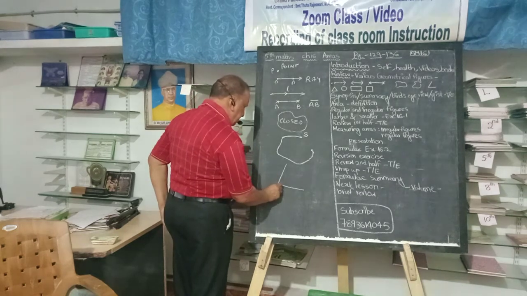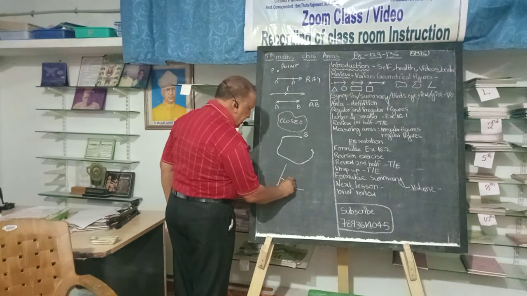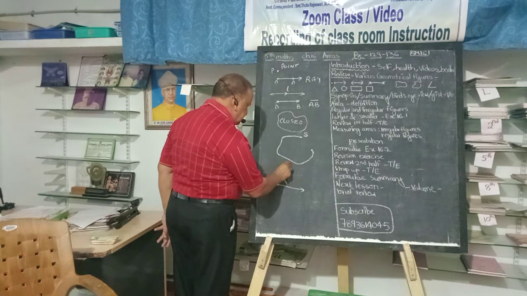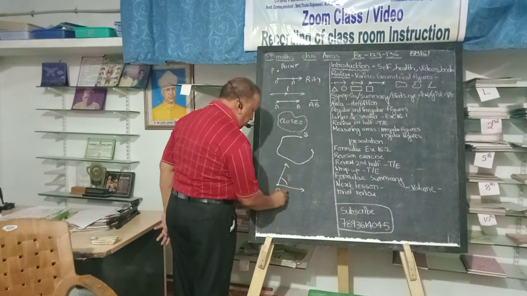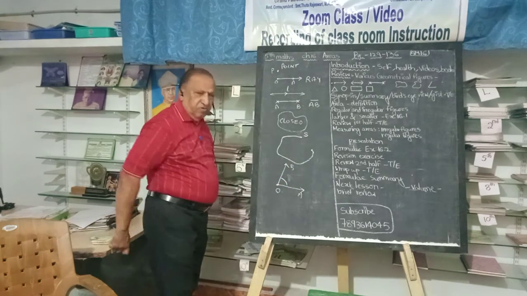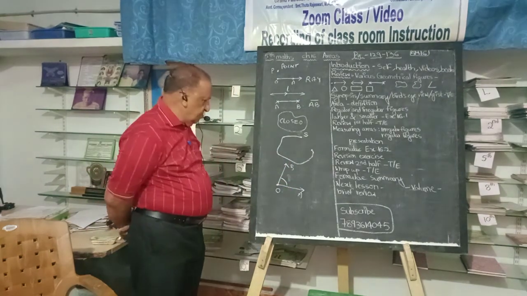So at this point, an angle is formed. This one is called the point of intersection. This is one arm, this is another arm. Let us say O, this is A, B. OA and OB are the arms, or the sides.